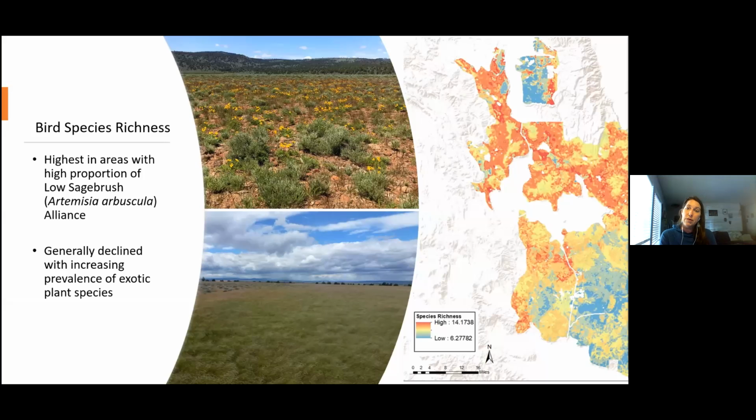So here is the resulting heat map of the predicted species richness, with the red showing highest species richness and blue showing lowest species richness. We found a couple of general trends: species richness was highest in areas with higher proportion of low sagebrush, and species richness generally declined with an increasing prevalence of exotic plant species.